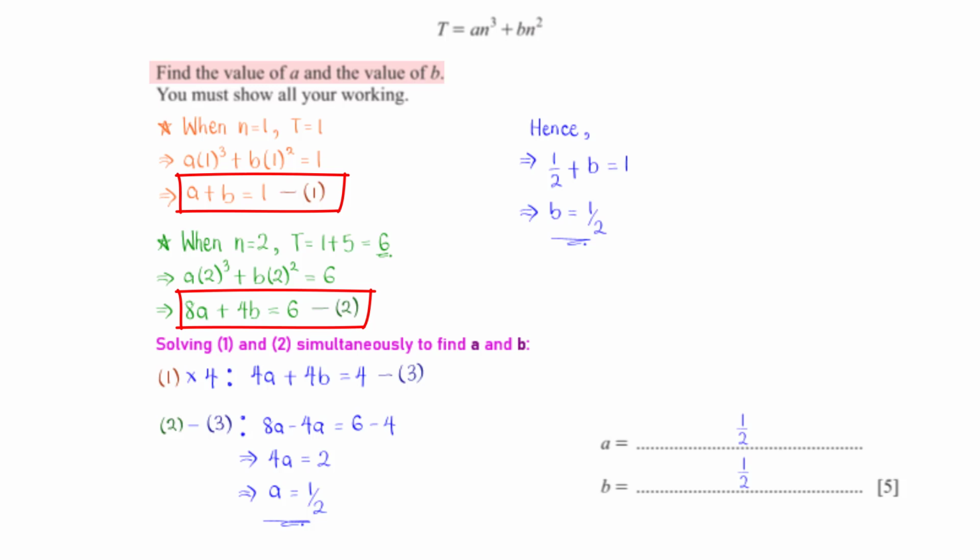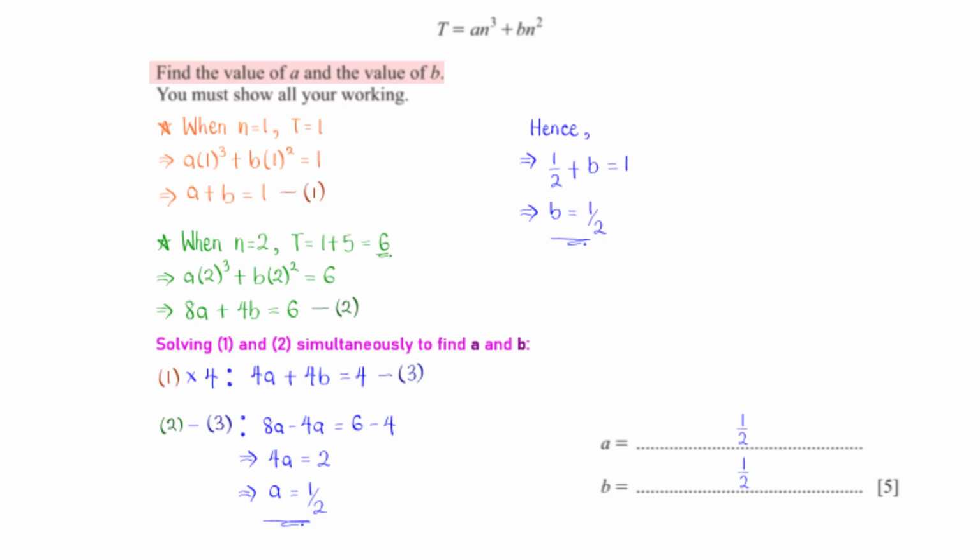We need to solve these two equations simultaneously. Let's use the elimination method. When we multiply equation 1 by 4, we have 4 times a, which is 4a, 4 times b is 4b, and 4 times 1 is 4. Let's label this equation 3.